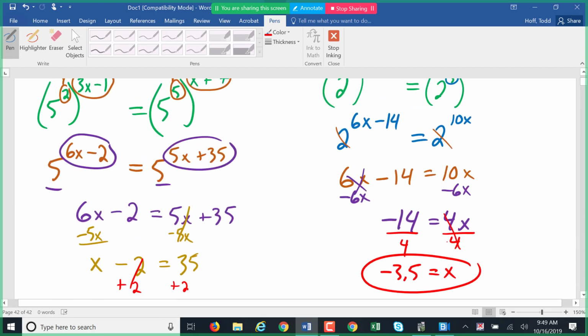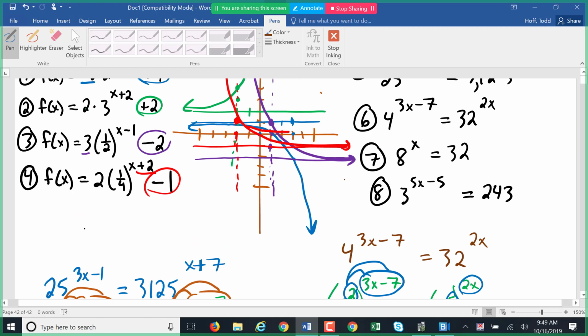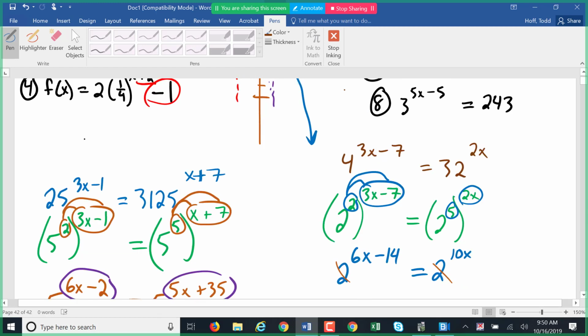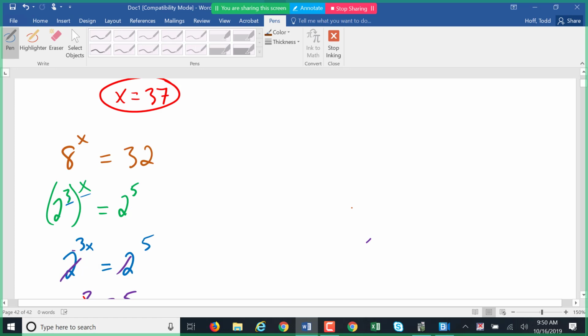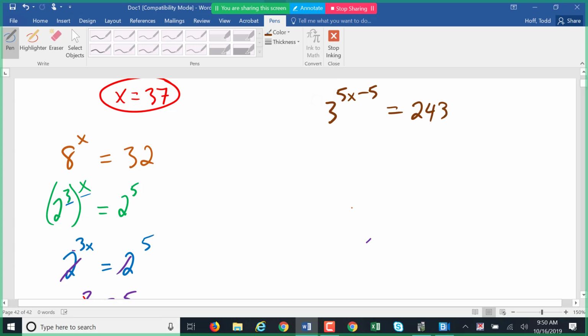Our last one. I saved the easiest one for last. 3 to the 5x minus 5 equals 243. I still have to get this. I shouldn't say the easiest. This one's a little tricky. I still have to get these as exponents with the same base. So the 3 to the 5x minus 5 isn't going to change. 243, however, is 3 to the power of 5.